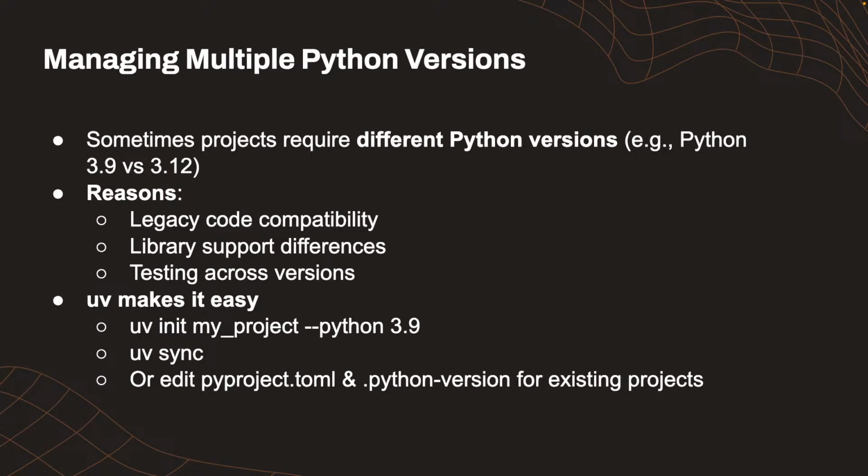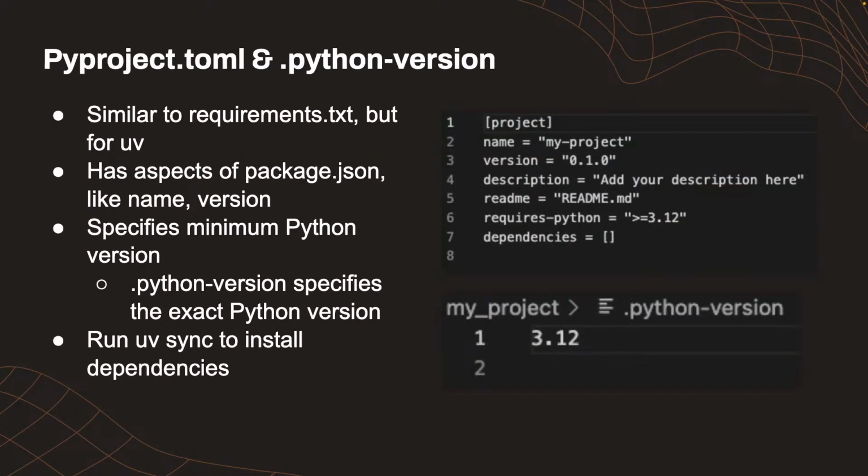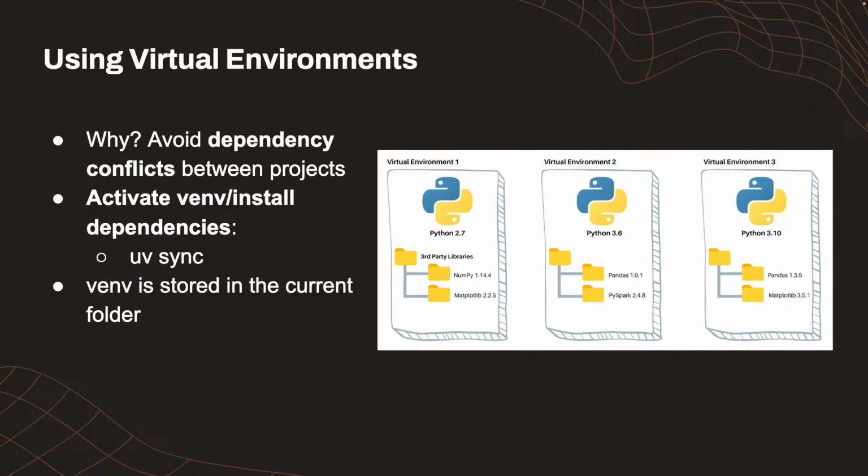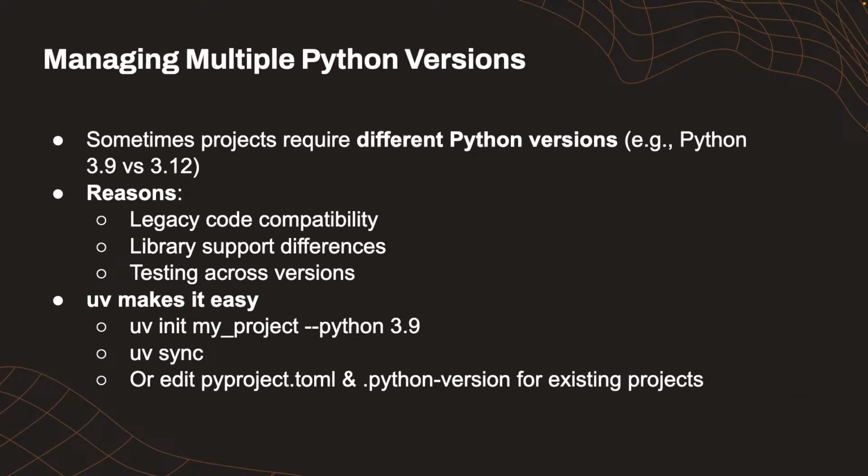If you have an existing project with UV installed already, you can edit the pyproject.toml file as well as the Python version file and just edit those files. You can see in this one, it has Python 3.12. You just have to replace that with whatever version you want and then run uv sync again. And then it'll set up your virtual environment with the selected Python version.